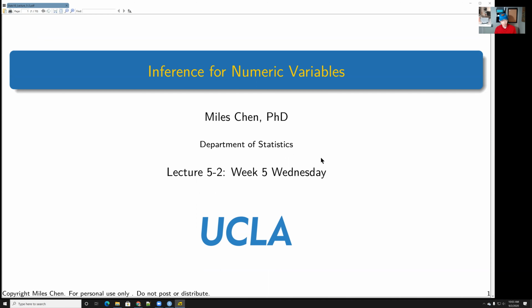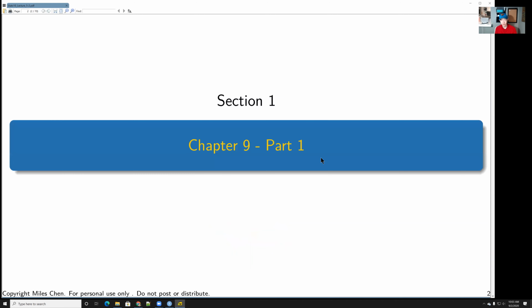Chapter 9 is all about statistical inference, but this time we're going to be dealing with numeric variables. In chapters 7 and 8, we established the sampling distribution and the central limit theorem, and we did statistical inference based on that, where we created confidence intervals and performed hypothesis tests. Today we're going to continue doing statistical inference, but no longer with categorical variables, now with numeric variables.